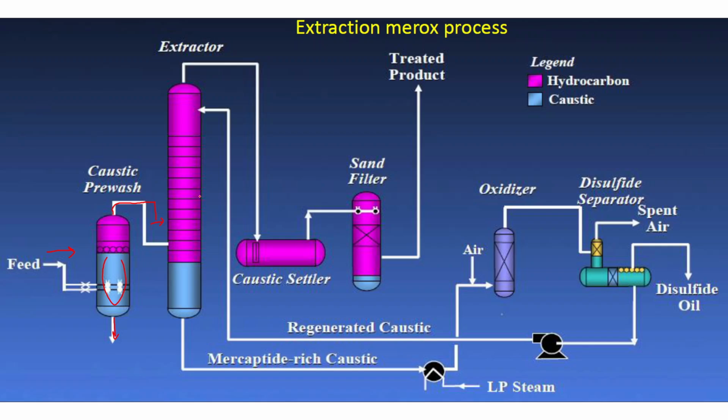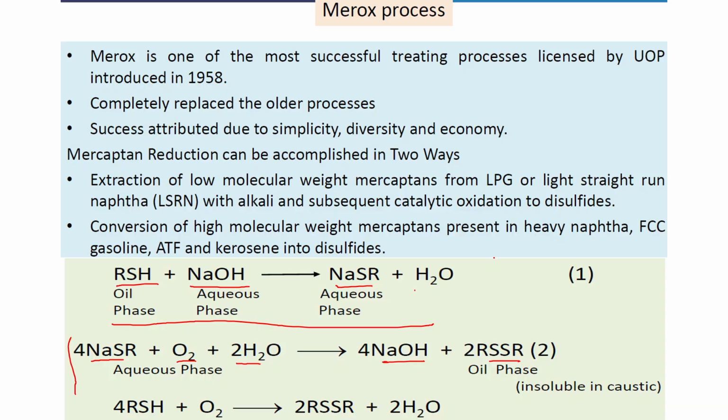Further, on treatment with caustic solution, that is mainly sodium hydroxide, the lighter products, basically free of mercaptans, are released from above. The mercaptide-rich caustic solution, the caustic solution after taking up the sulfur compound, goes from here at high pressure to this oxidizer, where on introduction of air, further oxidation is done according to this reaction.